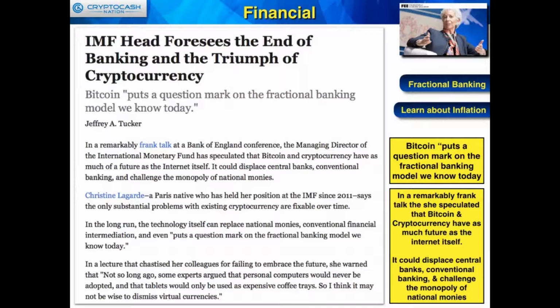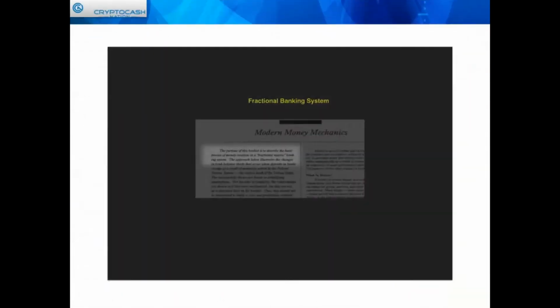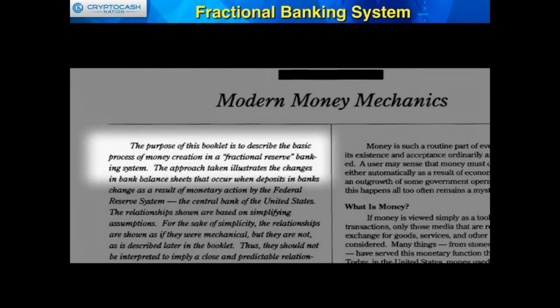This is about 15 minutes long, and I tell you, it's phenomenal information. So listen carefully here. This, if you can find it, and it took me forever and a day to find this, Modern Money Mechanics. I got it, and I printed it out as a little PDF. It's only about 20 or 30 pages long, but the purpose of this booklet is to describe the basic process of money creation in a fractional reserve banking system. Right, so let's really listen to and understand this. It's fascinating stuff.